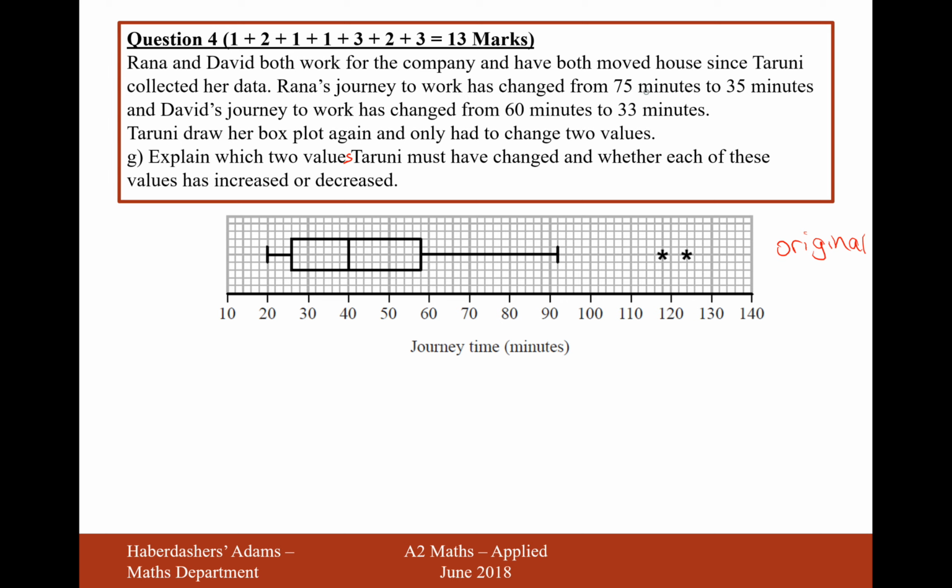What we've got here is one data value going from 75 to 35, so that's going to go in here, and another data value going from 60 to 33. So 33 would come in about here. What's going to happen is the median line will definitely have to decrease, because we now have more data inside this region here. And remember, each region should only occupy 25% of the data. So the median line will decrease.